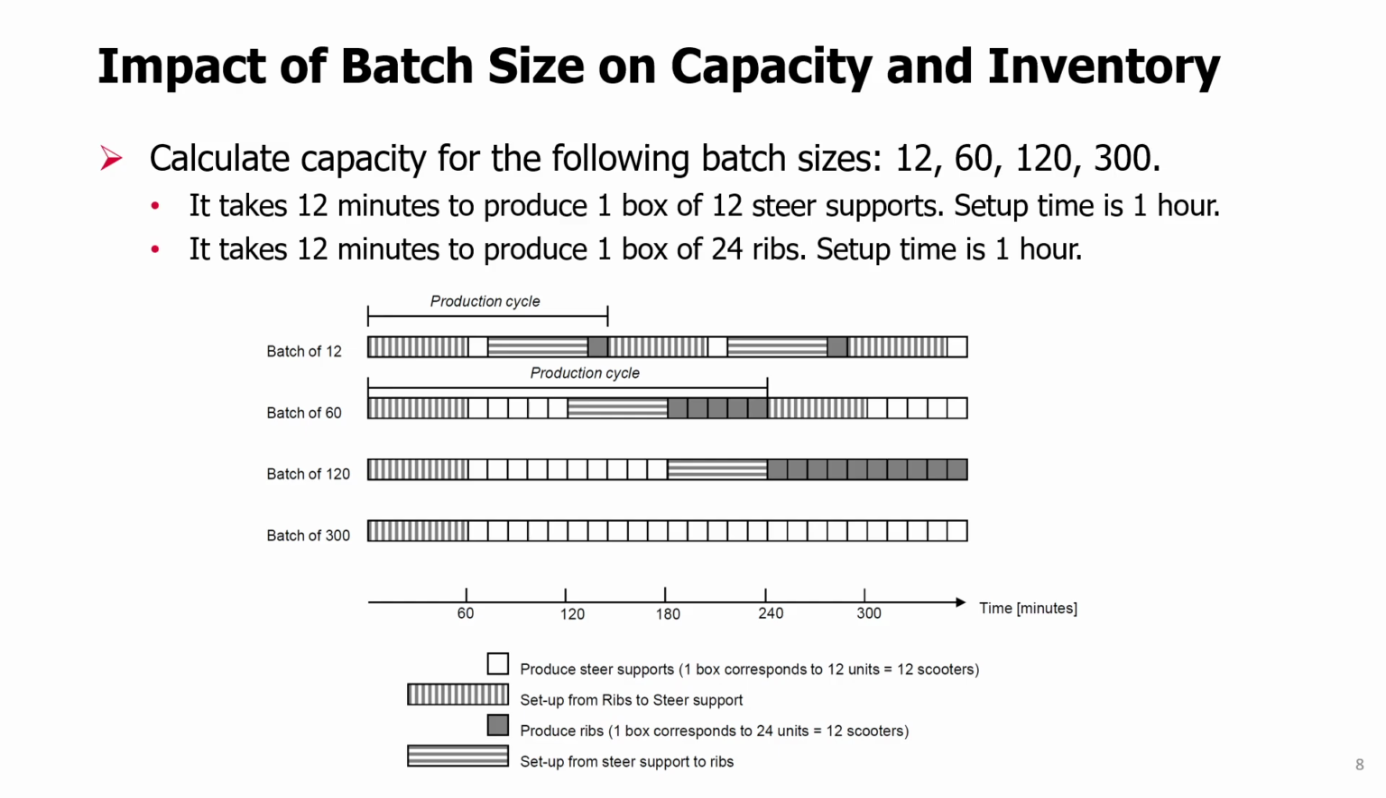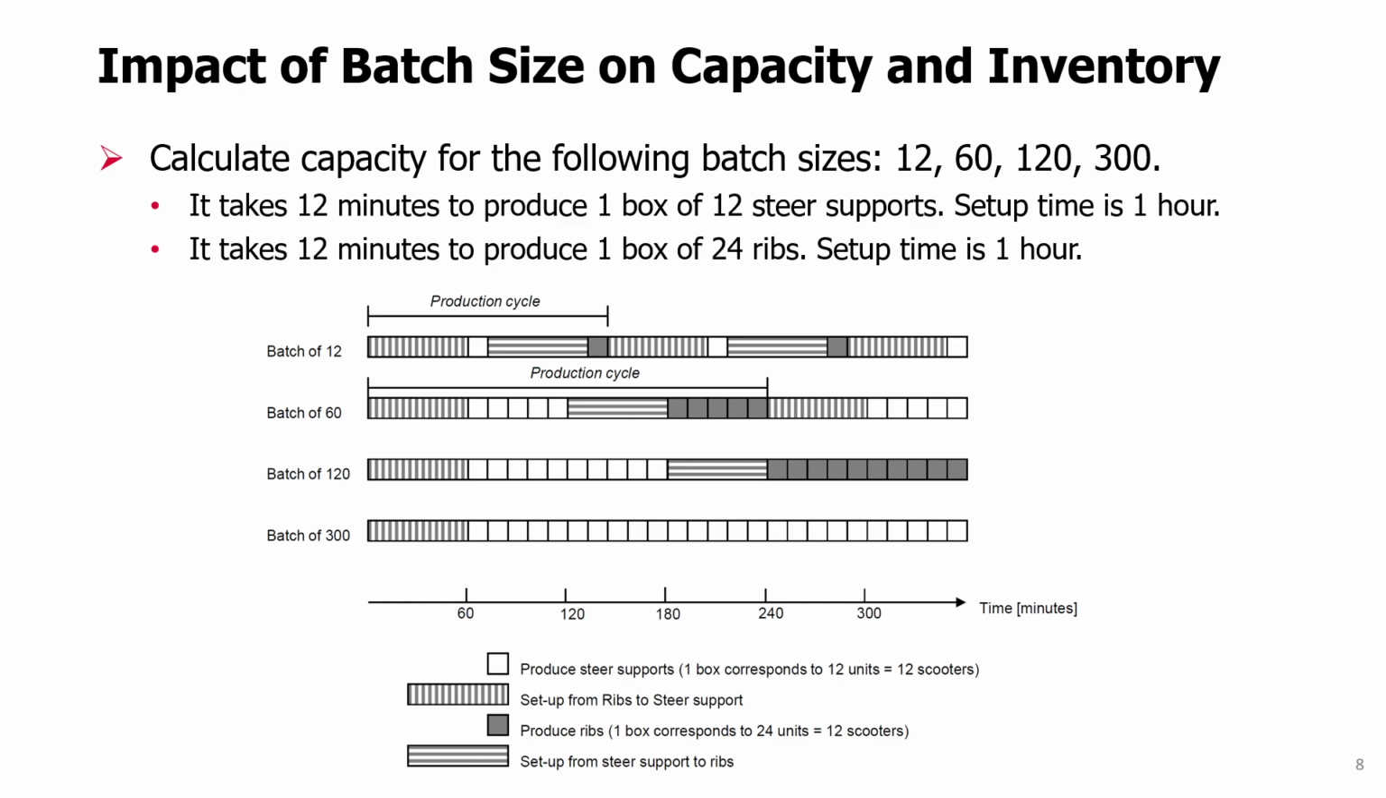Let us now consider the impact of batch size on capacity and inventory created by the milling machine. Suppose we calculate capacity for the following batch sizes: 12 units, 60 units, 120 units, and 300 units produced. We're going to count units as parts for one scooter, and recall that it takes one steer support for each scooter and two ribs.